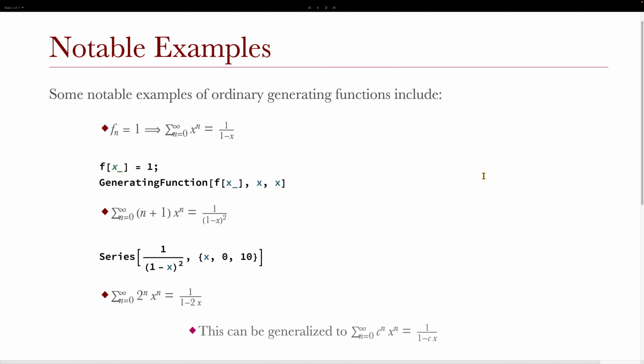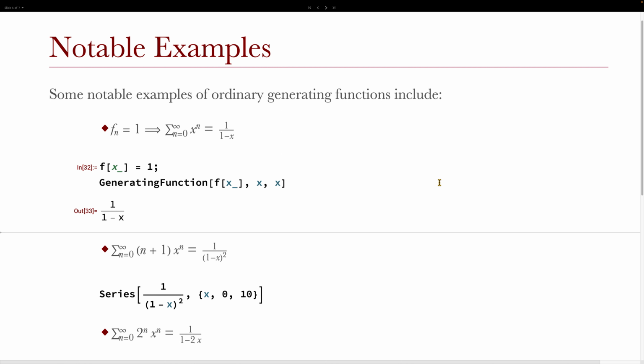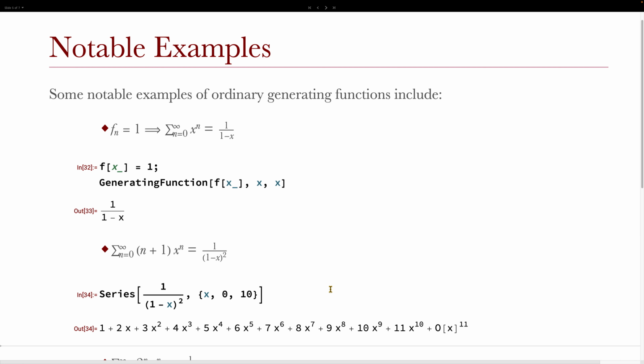Now, some notable examples of ordinary generating functions include the generating function for f equal to 1, which will be 1 over 1 minus x. We can confirm this by entering f of x is equal to 1 into GeneratingFunction of f of x, comma x, comma x. Next, we have 1 over 1 minus x squared, which generates 1, 2x, 3x squared, 4x cubed, 5x to the fourth, 6x to the fifth, and so on and so forth.